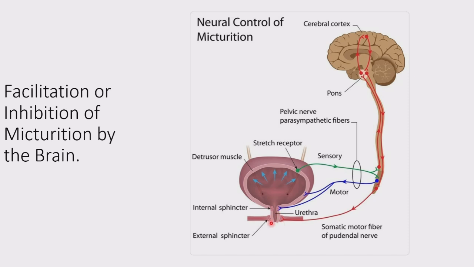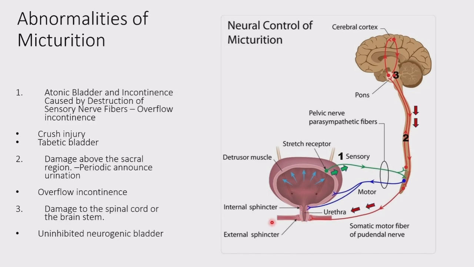Now let's talk about a few abnormalities of micturition. First, if the sensory fibers get severed or damaged, the micturition reflex cannot occur even when the fibers of conscious control are intact. What happens is that the bladder will be filled with more and more urine, more than its capacity. Because remember, the micturition reflex starts at the sensory fibers. Now, you have a condition known as overflow incontinence.